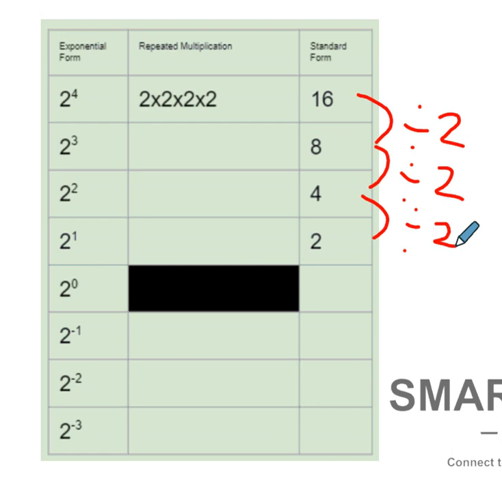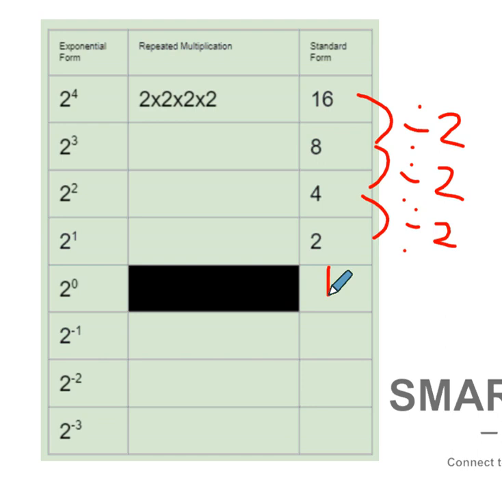So if you had to make a prediction about what the next box would be, you've got to think, oh, I probably divide by 2. Well, when I do 2 divided by 2, I get 1. So that's really interesting to notice that 2 to the exponent of 0 is 1. A lot of people think 0, but look at the pattern that's developing.